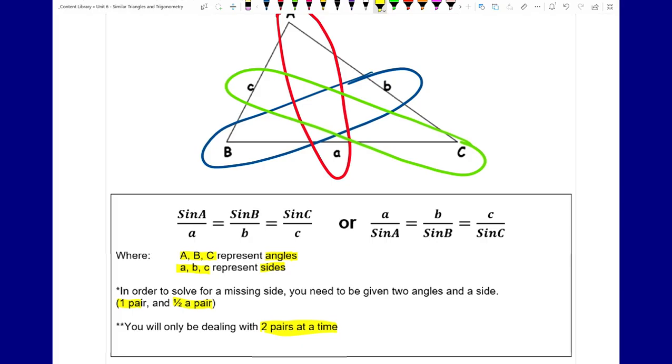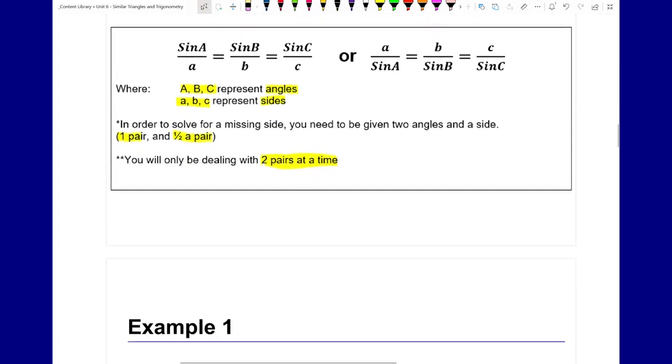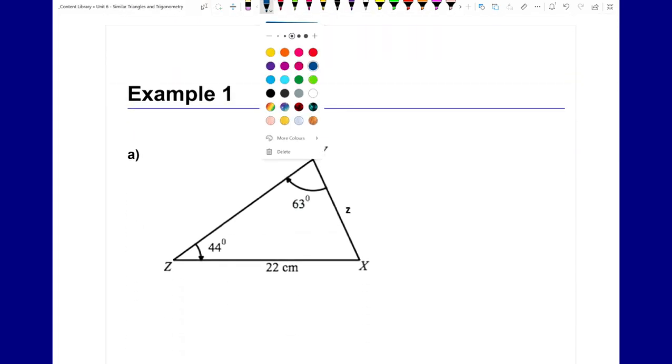So when we look at these formulas, we have three ratios or three pairs of angles and sides, which makes sense because we have a triangle. Now the only thing is, we have two equal signs, showing that these three pairs are equal. And we can't really solve an equation when we have two equal signs in an equation. So even though we're showing that all three pairs are equal, we're only going to be dealing with two pairs at a time. So there's going to be a third pair where I'm not using that information when we're trying to solve these problems. So let's work through an example.